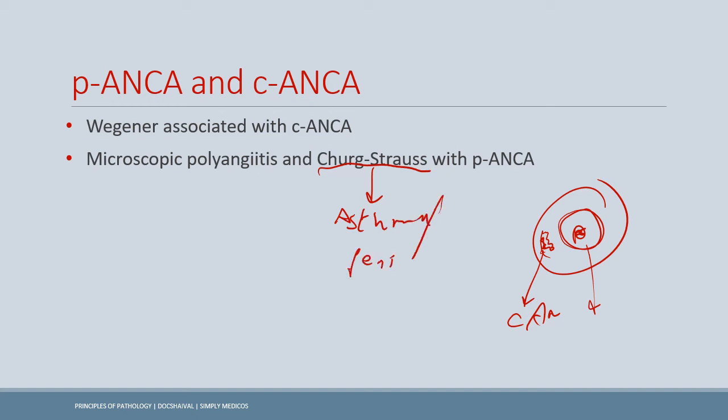Okay, then the Wegener's and MP are also to be differentiated. For that, the first difference is of course c-ANCA and p-ANCA. Now, the second difference is that in Wegener's classically the nasopharynx is involved, so the patient may also come with sinusitis symptoms, and in Wegener's we would have three organs involved: the nasopharynx, the lung, and the kidney. While in the microscopic polyangiitis, the nasopharynx is spared. Again, the nasopharynx is spared in case of microscopic polyangiitis.